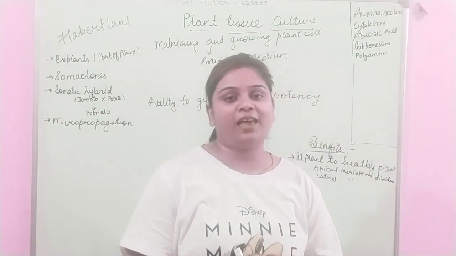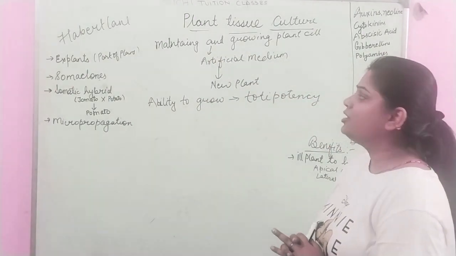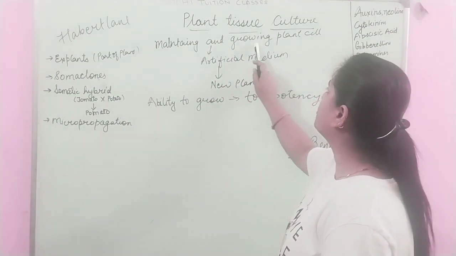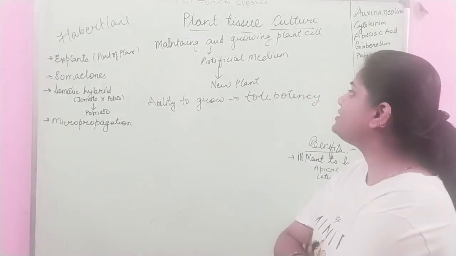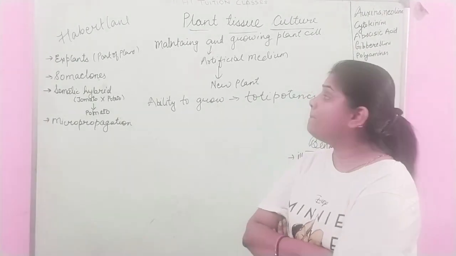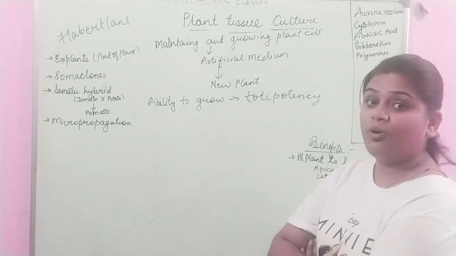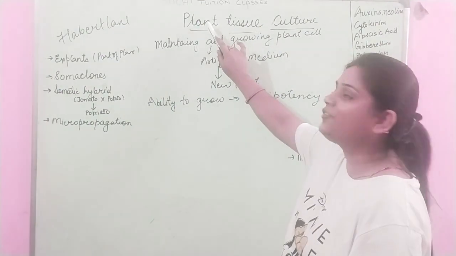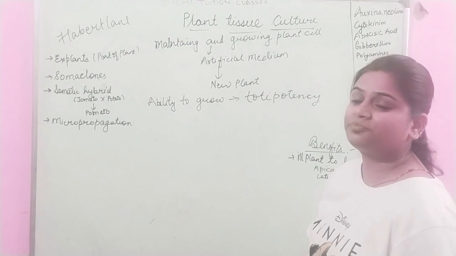So first understand what plant tissue culture is. Plant tissue culture is maintaining and growing plant cells. That means it is a technique to maintain and grow new plant cells or new plants. So let's come to the literal meaning of the words plant tissue culture.